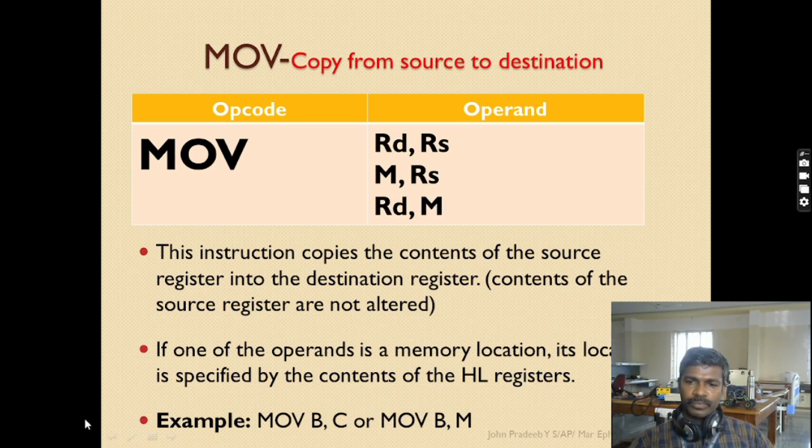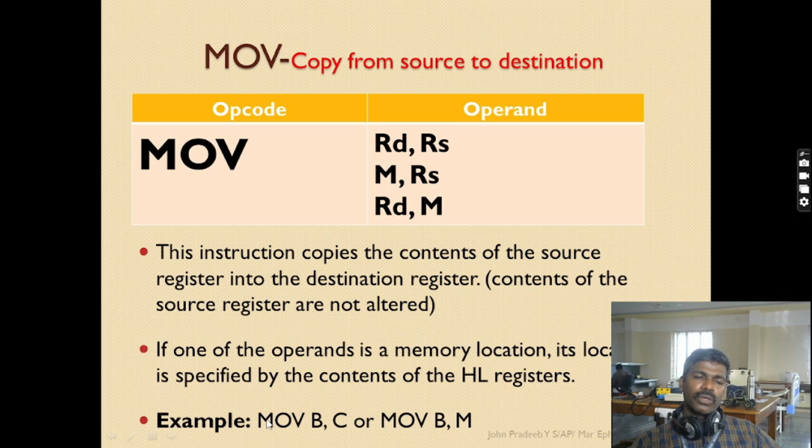For example, M represents the memory, and the memory location is taken from the HL register pair. The HL register pair has a 16-bit number: H has an 8-bit number and L has an 8-bit number. Combined as a register pair, it is taken as a 16-bit address for the memory. From that memory address we have some data, and the data is moved to the destination register.